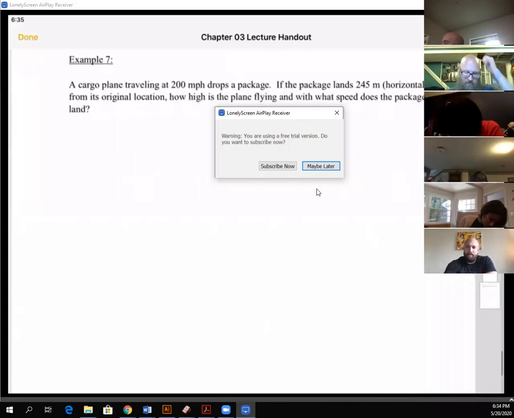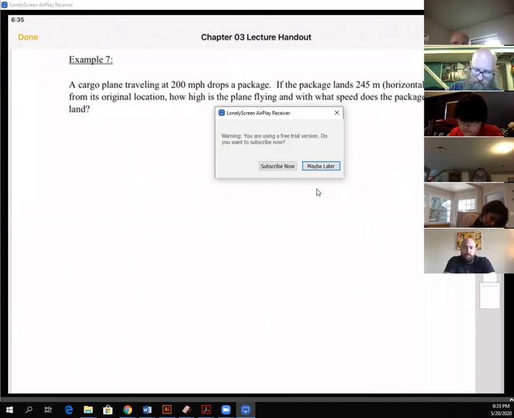Okay, example 7. This is a good problem. A cargo plane travels at 200 miles per hour and it drops a package. If the package lands 245 meters from its original location in the X direction, not at an angle, how high is the plane flying, and with what speed does the package hit the ground?